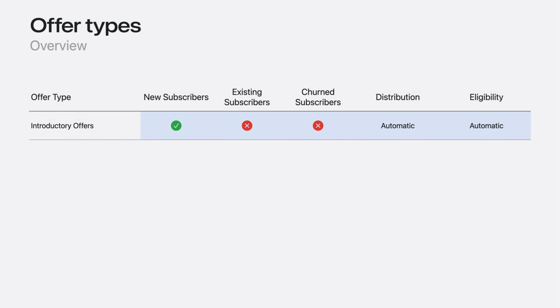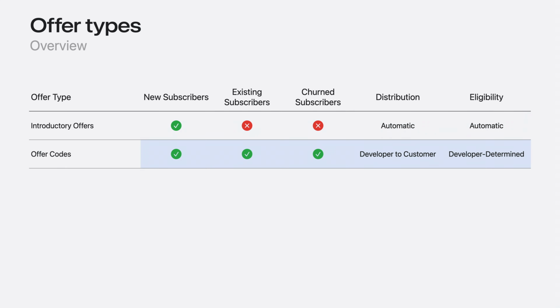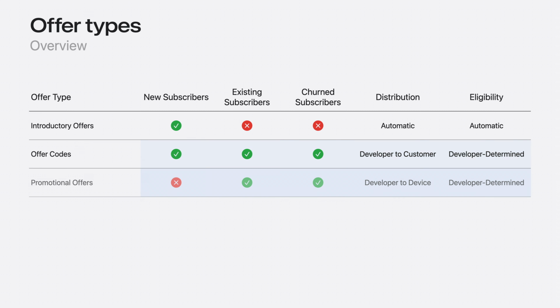Now that we've covered the various payment modes, I will cover the variety of offer types. First, introductory offers. Introductory offers are offers applied to new subscribers to a subscription group. The eligibility and distribution of these offers are handled by Apple, ensuring a customer has not previously redeemed a given offer. Now, offer codes. These are codes that can be distributed to your customers and redeemed for an offer in your app. Apple ensures a code is only redeemed the number of times you specify, while you decide which customers to distribute the code to.